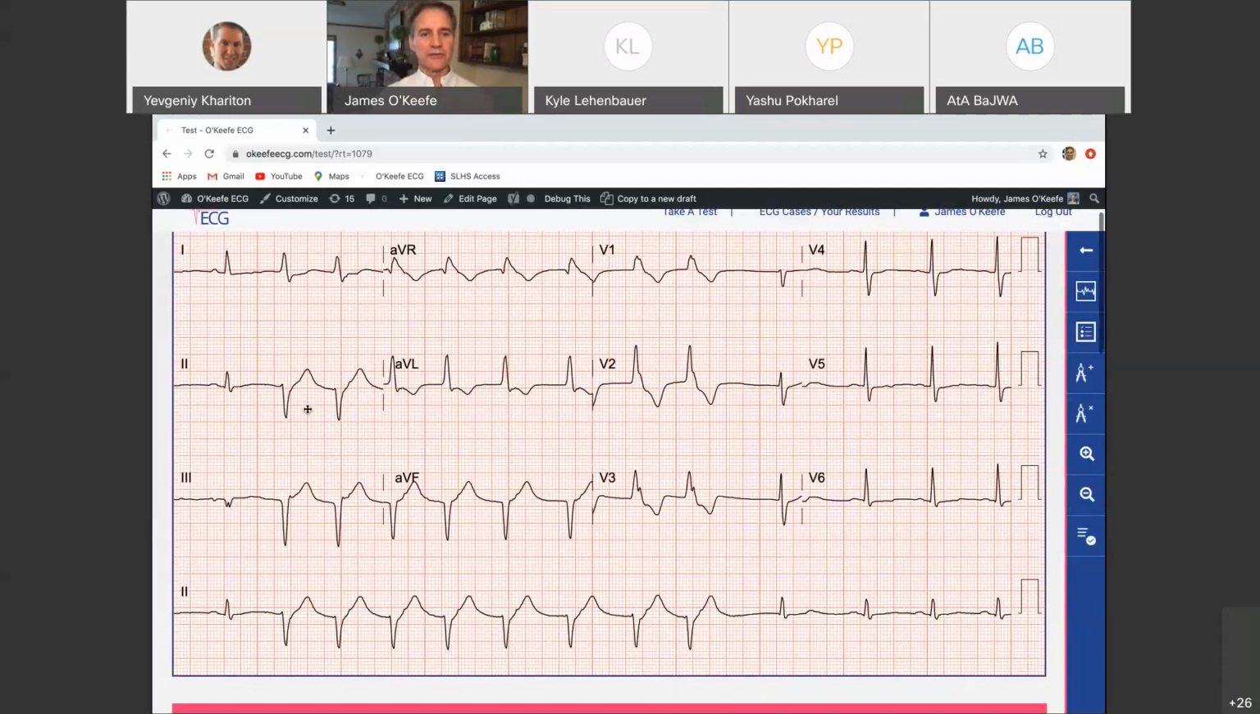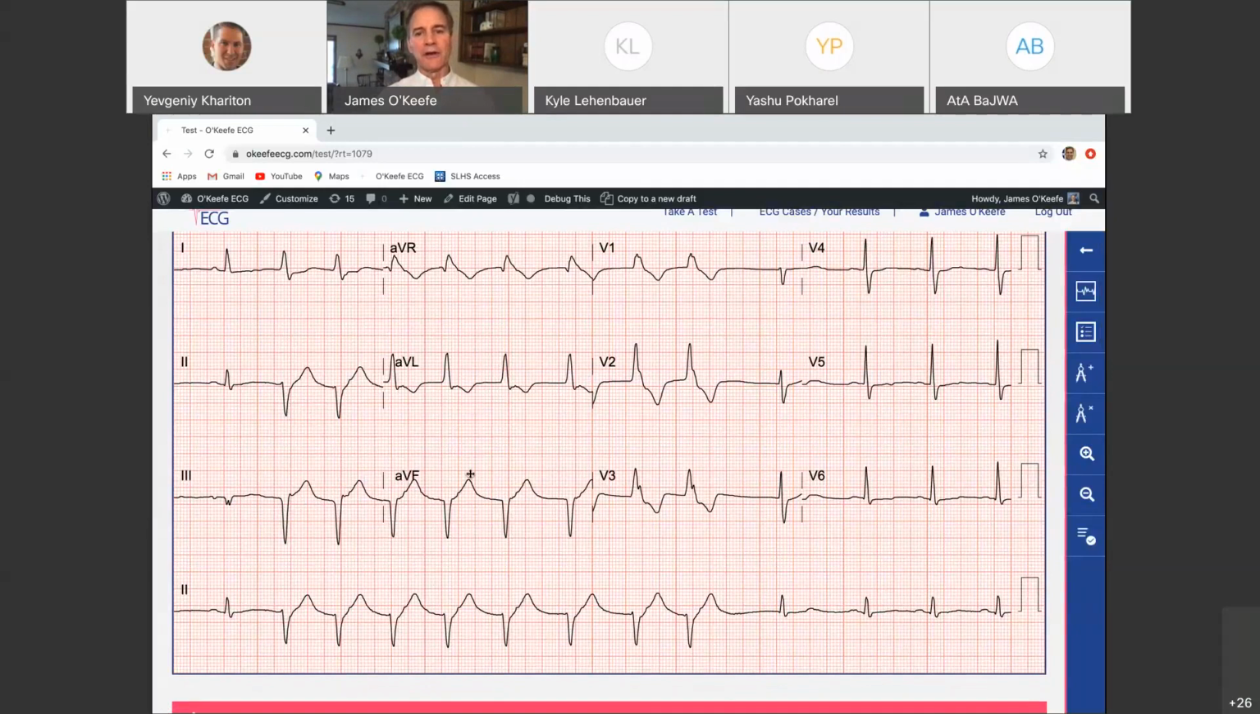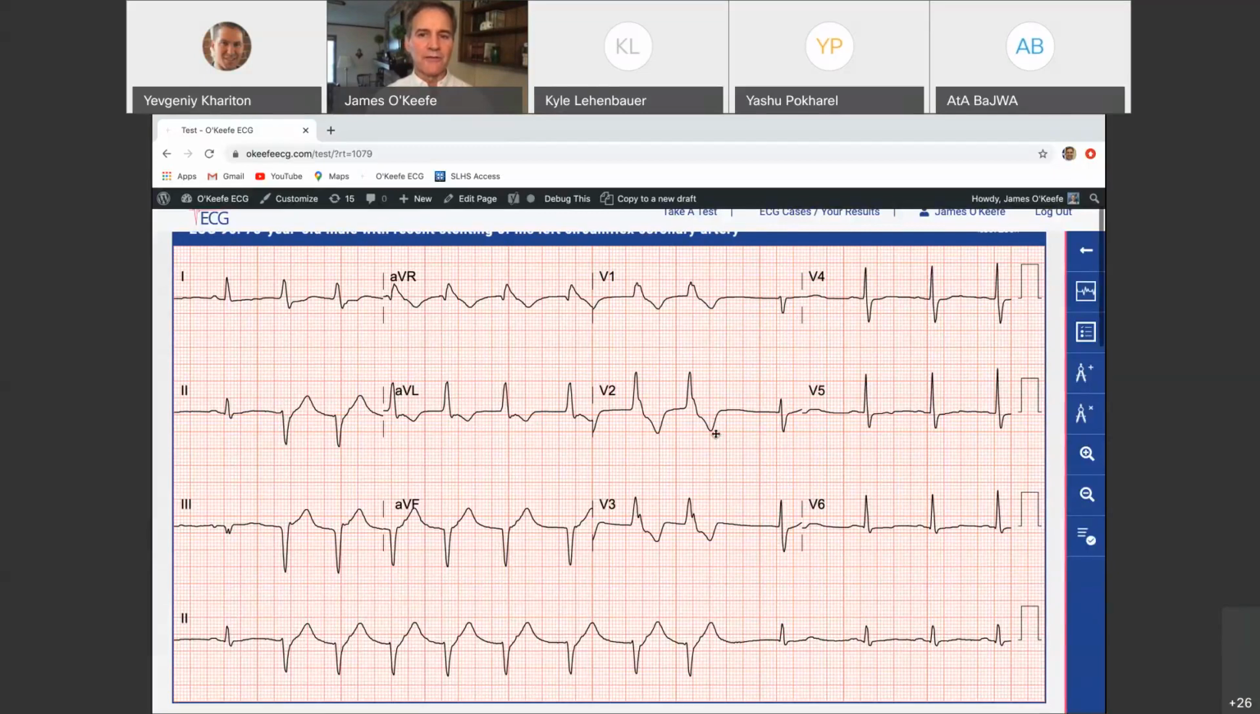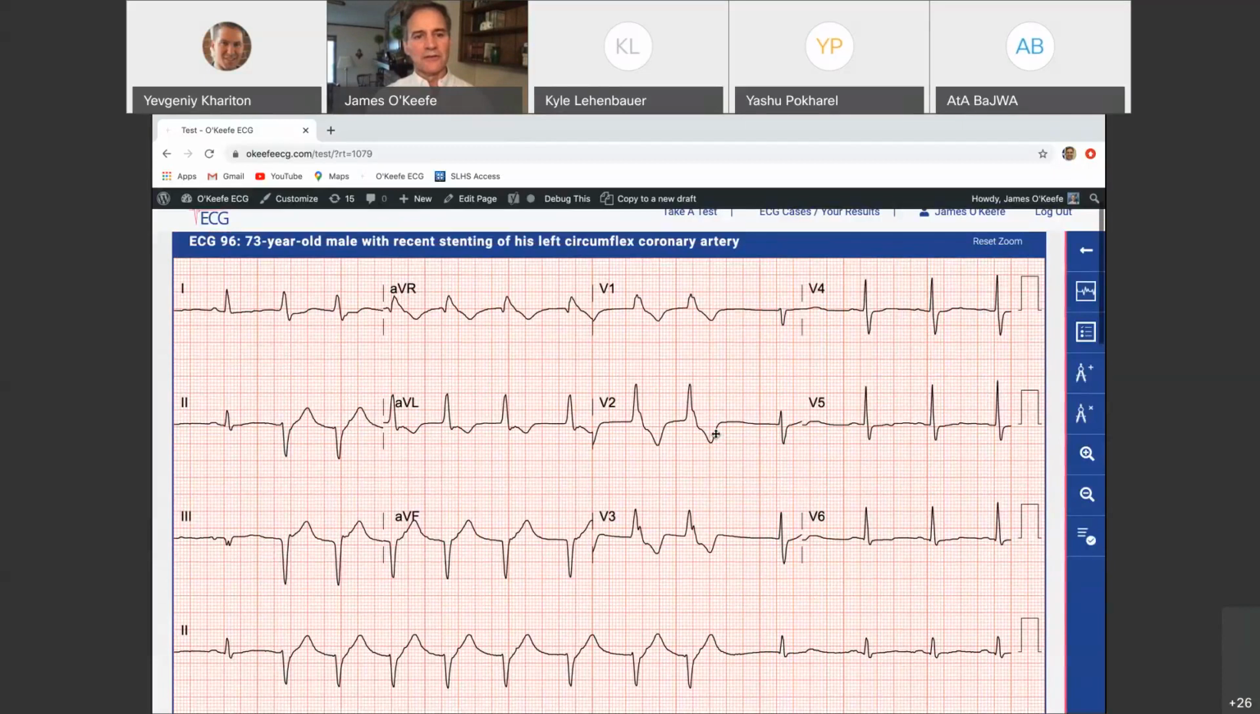So you'd call the sinus rhythm, you'd call the AIVR, you'd call this junctional escape beat. And these are non-specific STT changes. It's not enough to call ischemic, but this flattening is typical of non-specific STT changes. If you measure this out, it's 110 milliseconds, so it just barely meets a non-specific IVCD criteria. Anything over 110 milliseconds is a non-specific IVCD when it's not a right bundle or left bundle pattern.